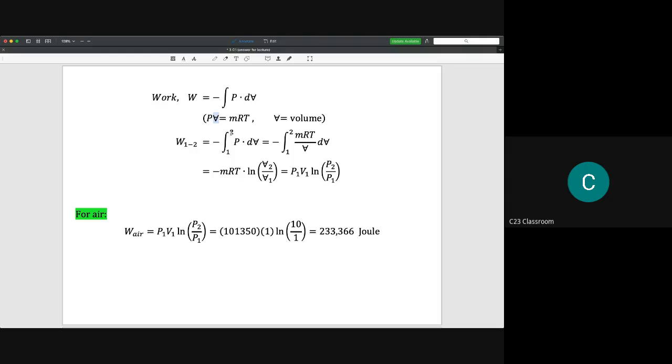Because the question asks us to compress to a certain value, for air, for example, we have P1 V1 ln(P2 over P1). So we substitute the atmospheric pressure for air, and the volume, let's say 1 cubic meter, and then the ln of 10. So our pressure is 10 atmospheric pressure, divided by 1. So the ratio, and then we get 233,000 joules.